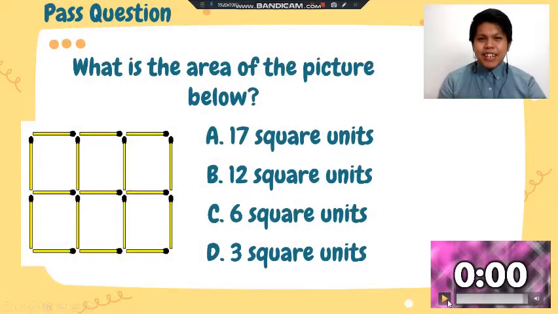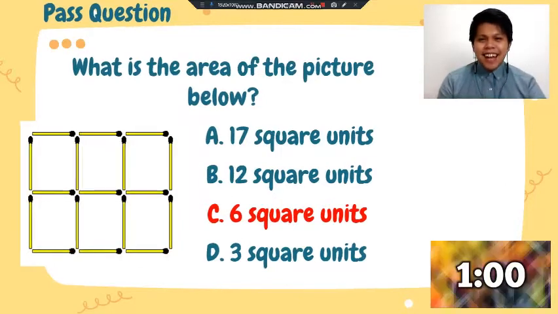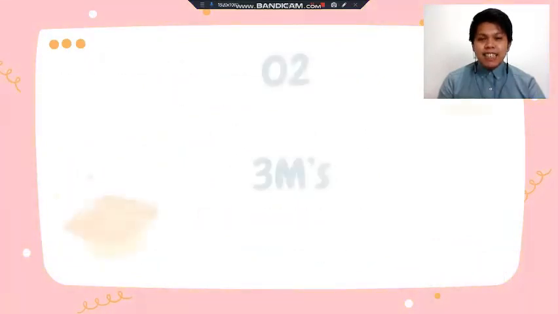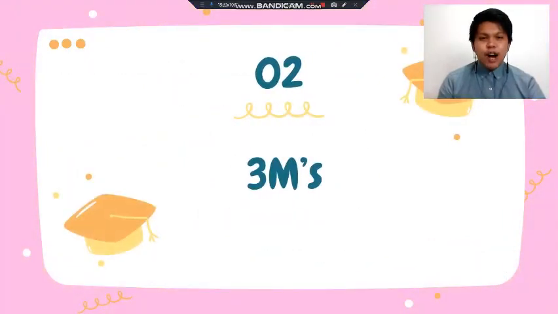Let's check your answers. The correct answer is 6 square units. How did we get that? There is 1 square tile unit, 2, 3, 4, 5, and 6. That's why it's 6 square units. Now, let's move on to our next activity. Let's have our 3 amps.